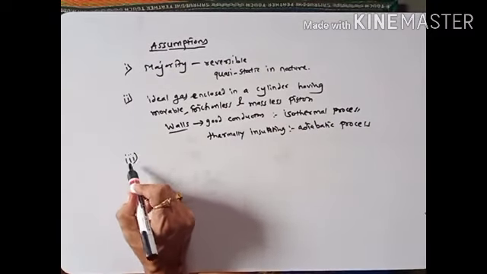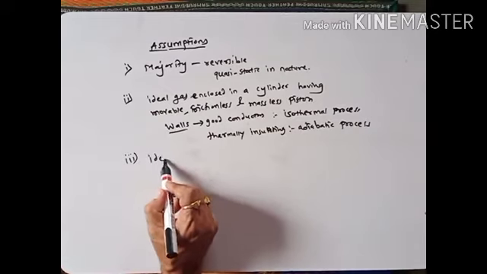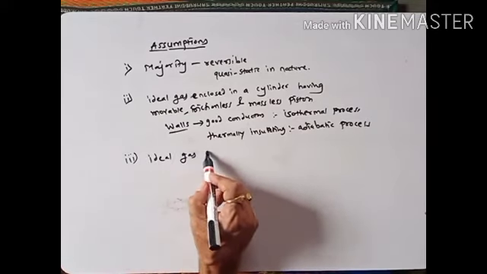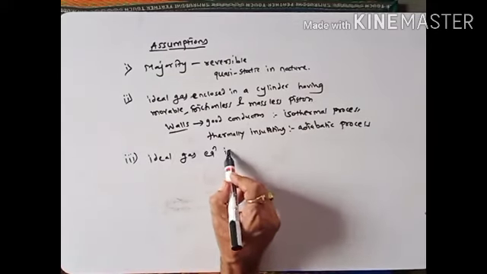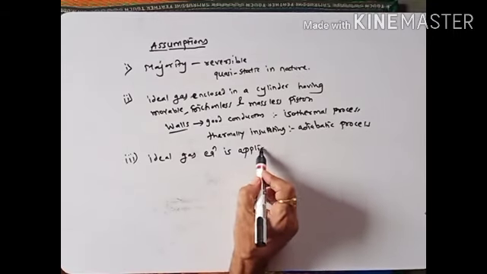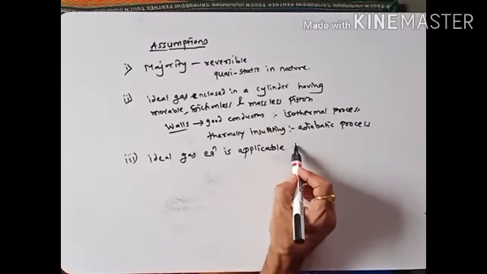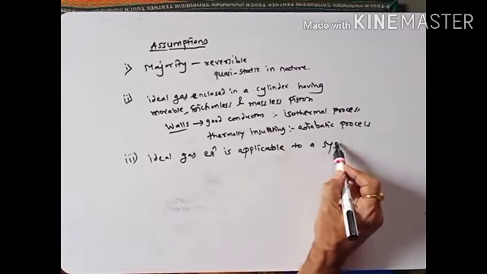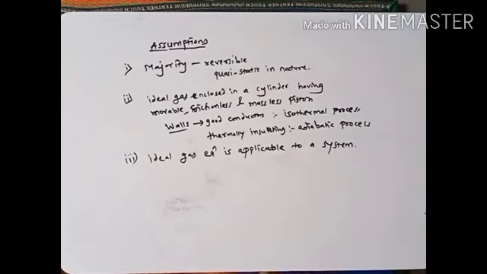And the third one is the ideal gas equation. The ideal gas equation is applicable to the system. These are some assumptions. That is three assumptions in case of these processes. Now we consider the next one.